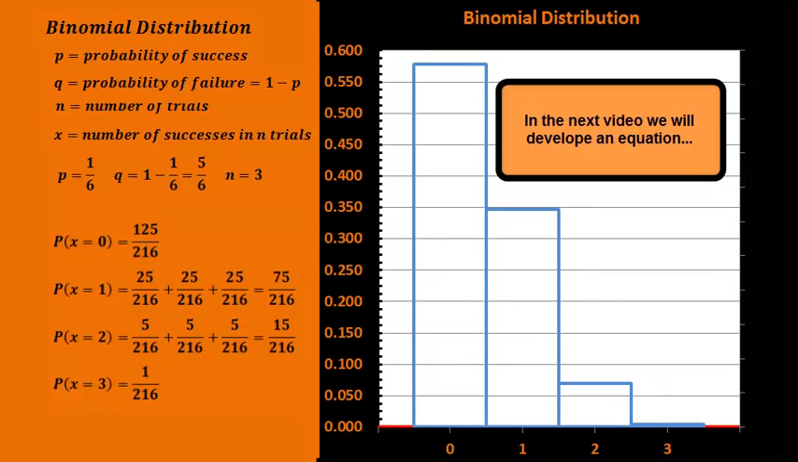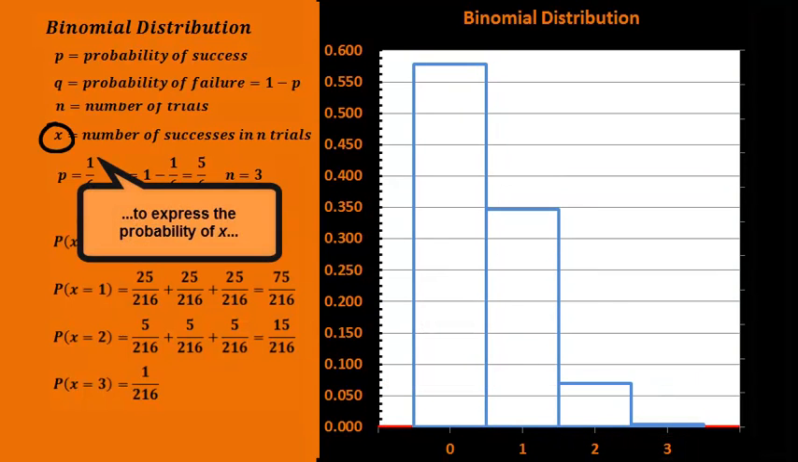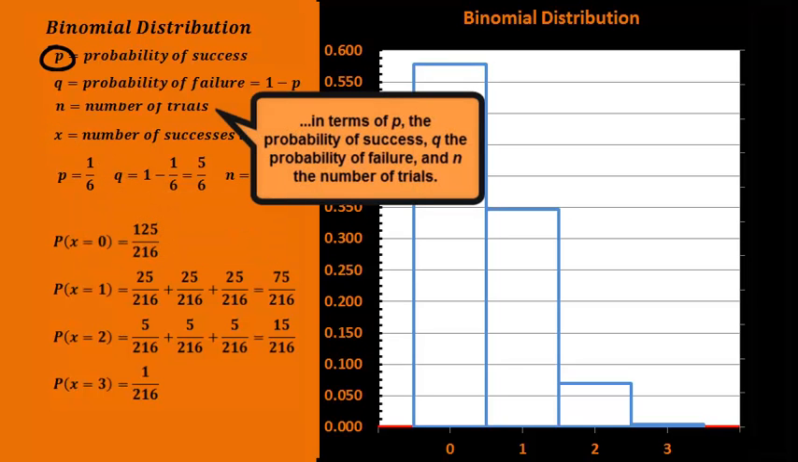In the next video, we will develop an equation to express the probability of x in terms of p, the probability of success, q, the probability of failure, and n, the number of trials.